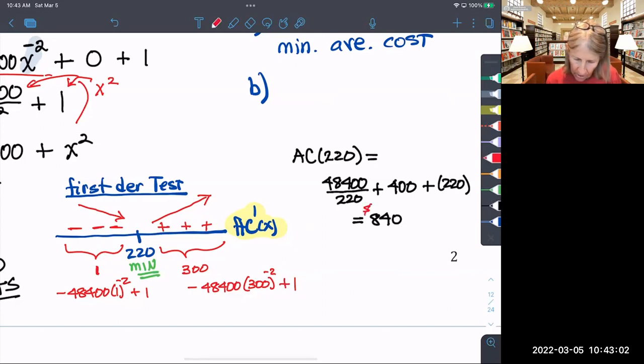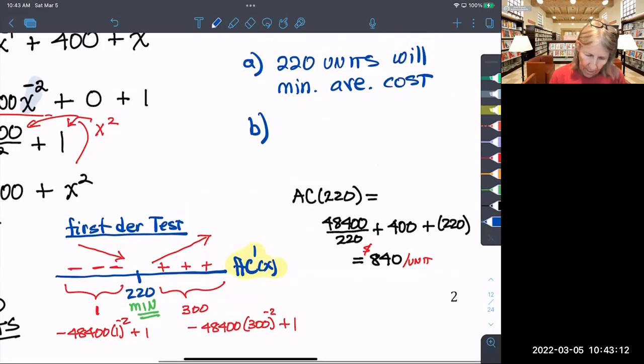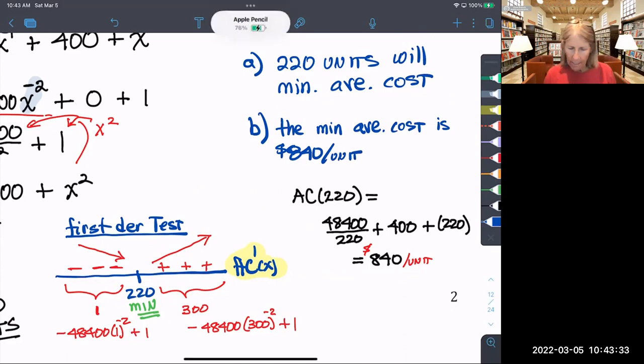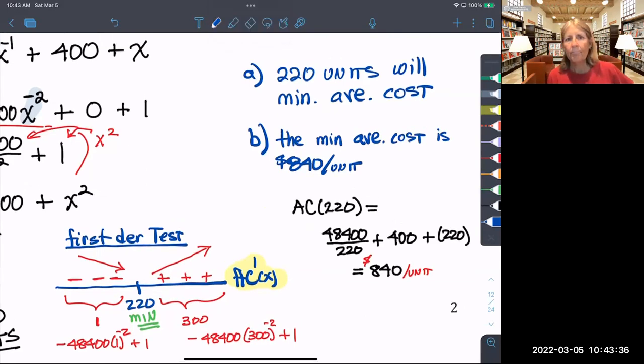Now remember, that's an average cost. So that's a dollar amount per unit. So when I give the answer, I want to make sure I say dollars per unit. Okay, so here's the answer to part B. The minimum average cost is $840 per unit. Okay. So this one I did have to actually take my critical point and plug back in to get the answers that they wanted.